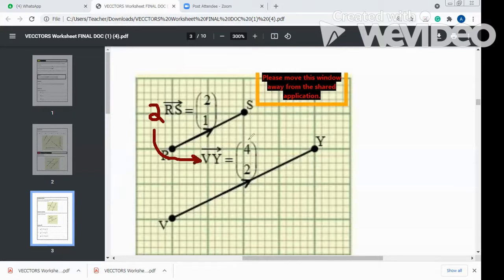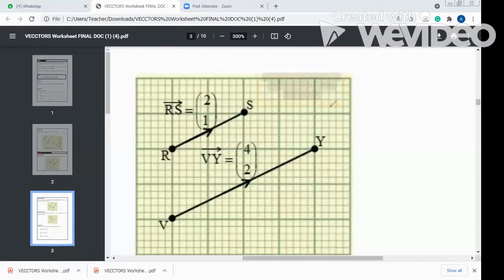What's 2 twos? 2 twos is 4. And 2 ones is also what? 2. So what do you notice? VY is a multiple of what? RS. All right? Now, tell me if this is a true statement. Could you say half of it? Right, very good. You could also say that half of VY will give you RS. Yes, that is so true.